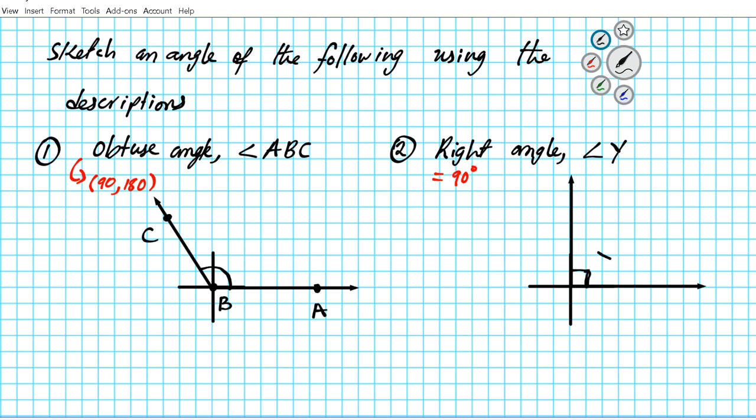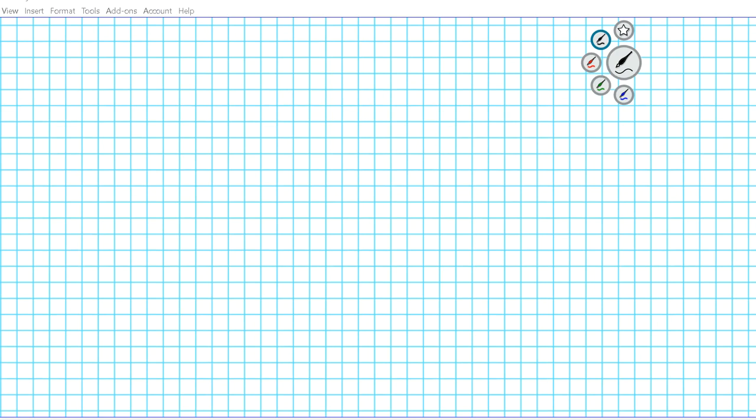Okay, and then we just put Y. Notice that for right angles you use a box for it. Okay, so this is angle Y. This is a graph of angle Y. All right, let's take a look at question 3.